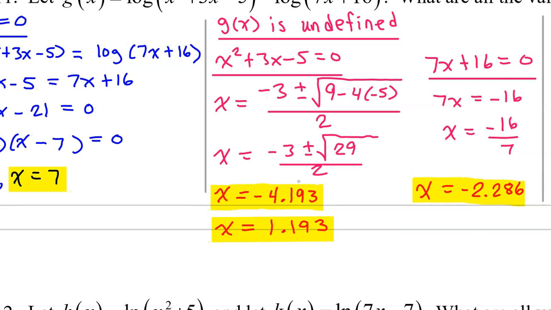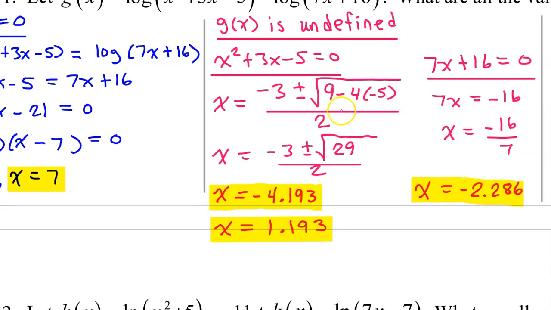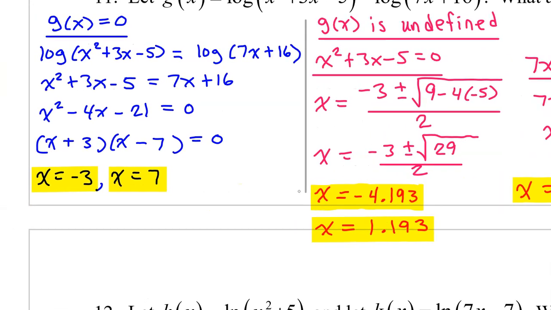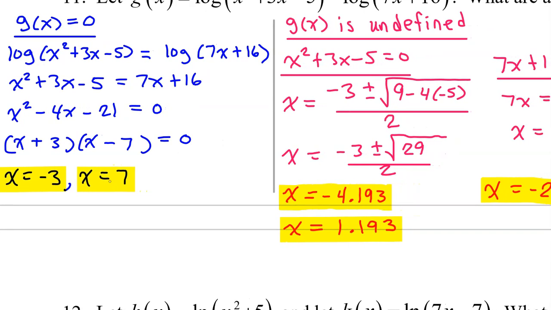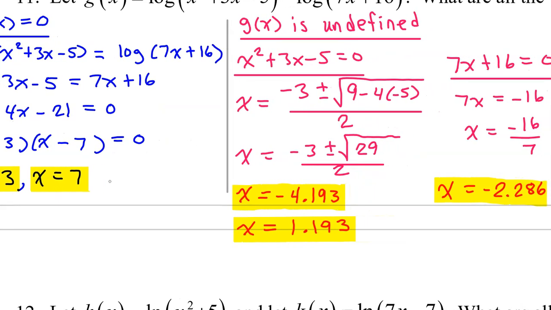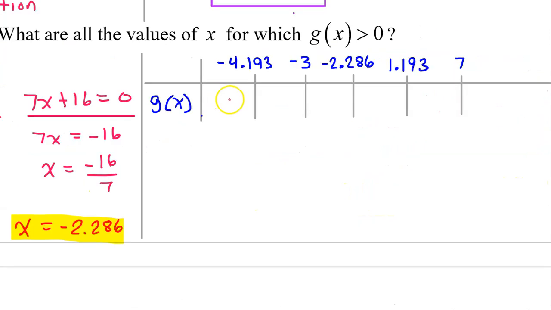Now it's time to make the sign chart. We have 5 critical values, 3 values where g of x is undefined, and 2 values where g of x is equal to 0. Put these 5 critical values across your sign chart in order from least to greatest. Since we've been using the graphing calculator for everything else, let's use it to help us decide whether g of x is positive, negative, or undefined in each interval.